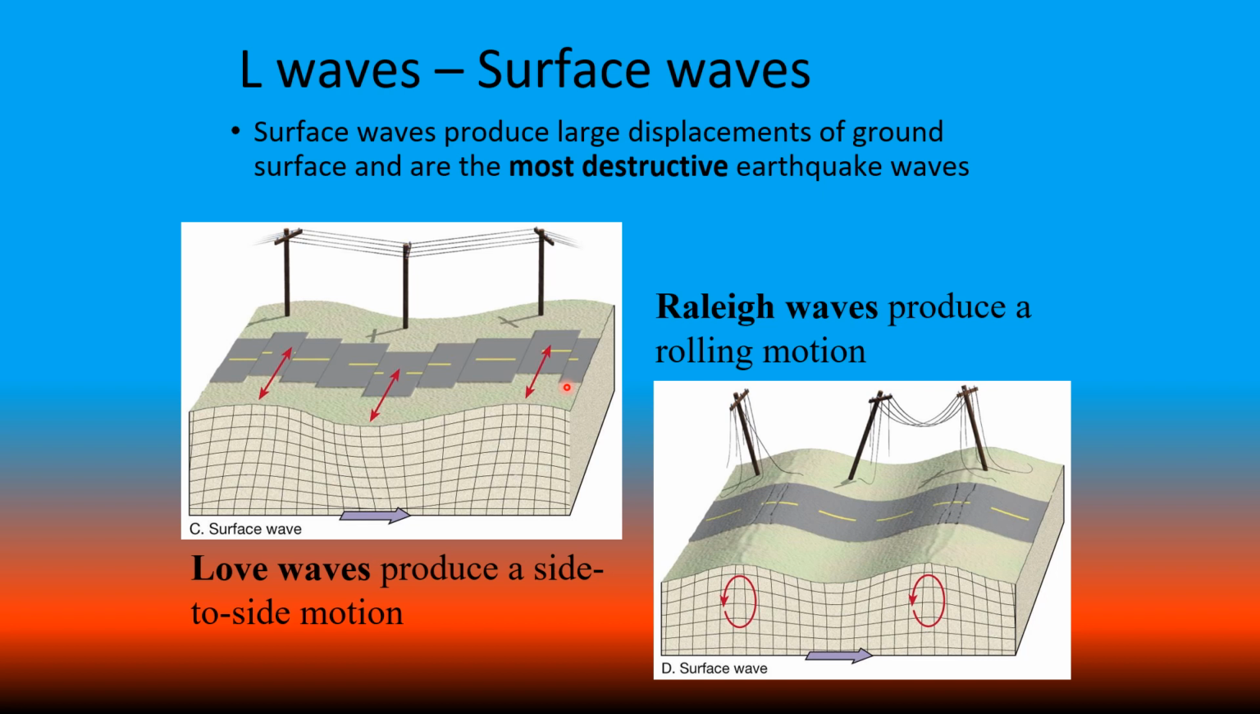And then we have Rayleigh waves, and those produce a rolling motion. Okay, so more up and down motion, and this is more like a wave on the surface of the water. But in this case, it's ground, and you can see how much damage that would do as well.